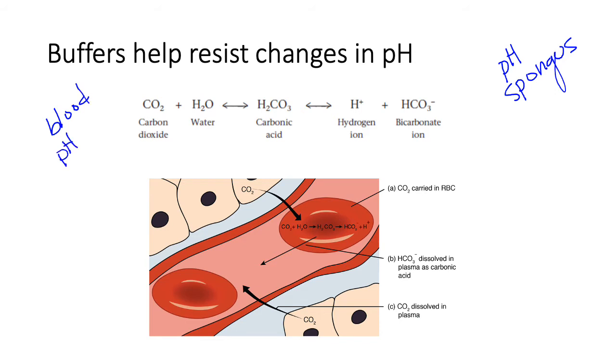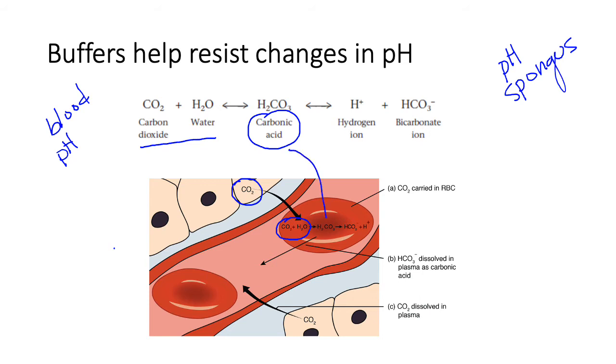Essentially what happens is when our cells are working very hard, they create carbon dioxide as a waste product. We don't want carbon dioxide just floating around in our bloodstream because it can change the pH of our blood. So when carbon dioxide enters our bloodstream, it's going to combine with water. And that's being shown on the farthest left-hand side of this chemical reaction. When carbon dioxide combines with water, it creates a very weak acid called carbonic acid, which is H2CO3.